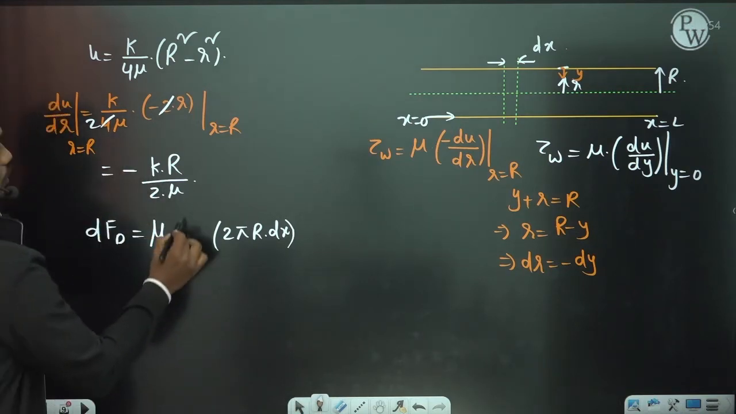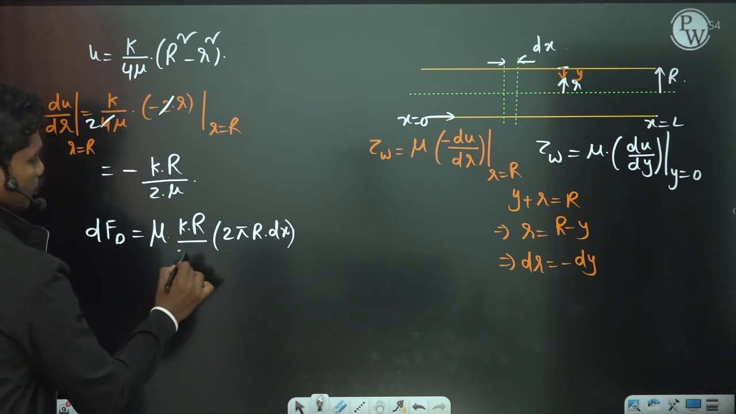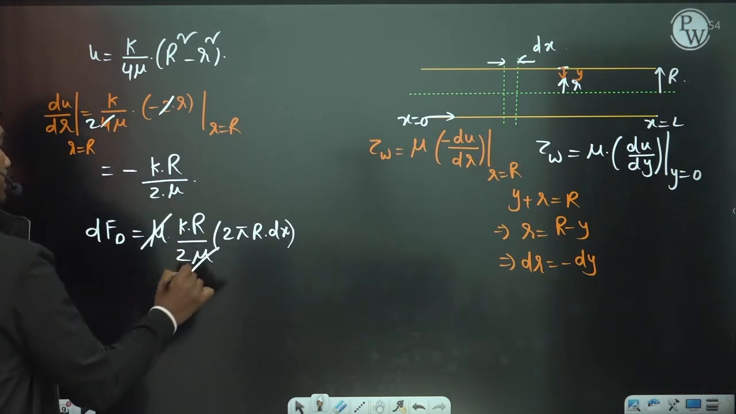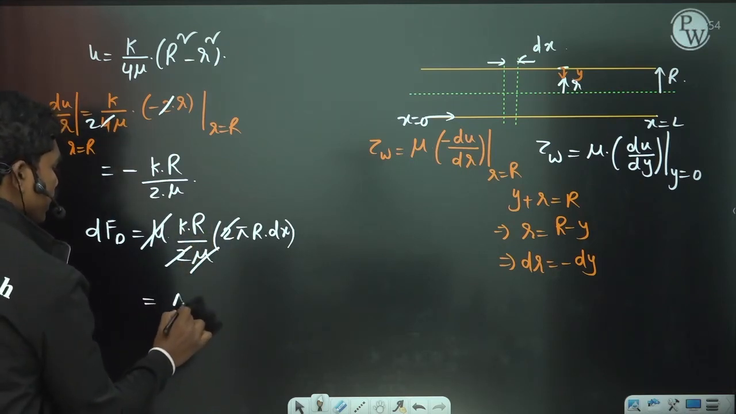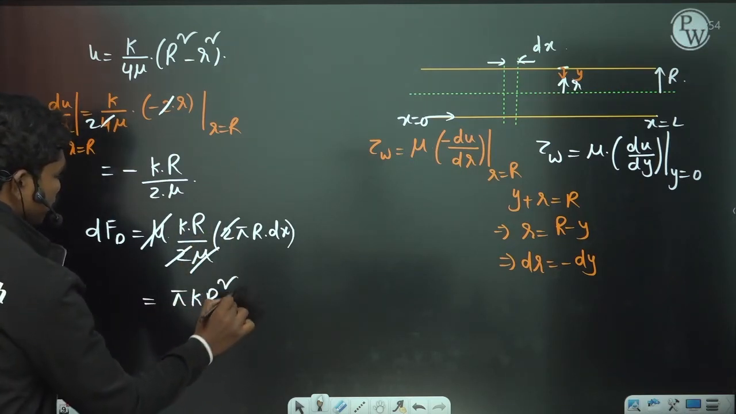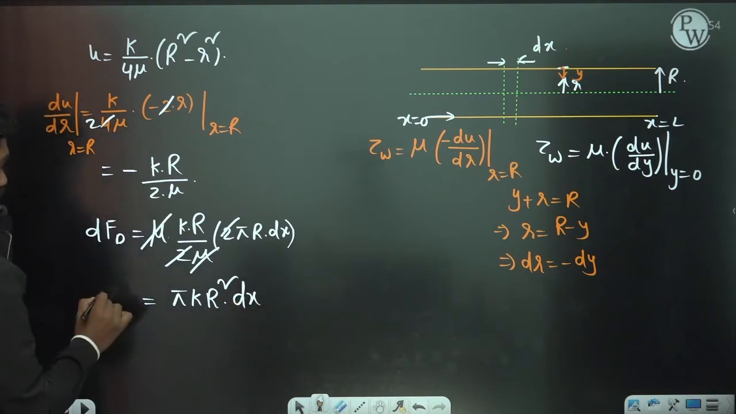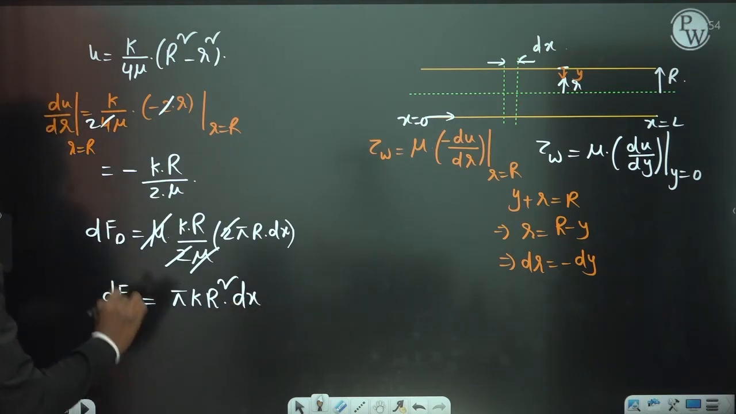So minus of this value gives you K into capital R by 2 mu. This mu and mu get cancelled, 2 and 2 also get cancelled. So pi K R square is constant, pi K capital R is constant here. So pi K capital R square dx is the small elemental drag force that is acting on that small section.